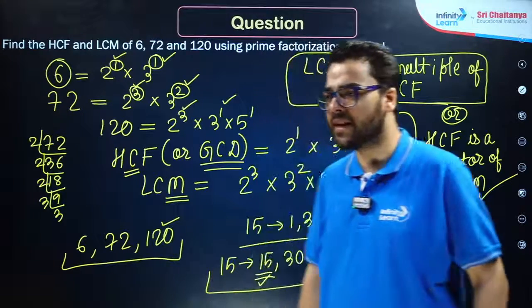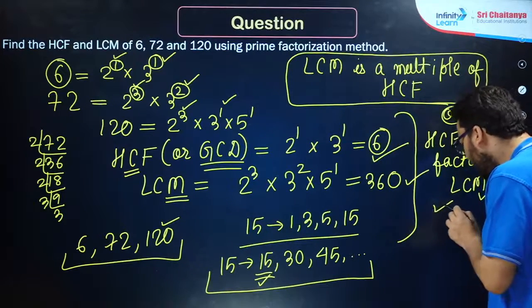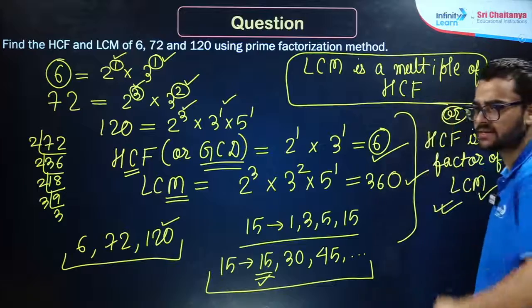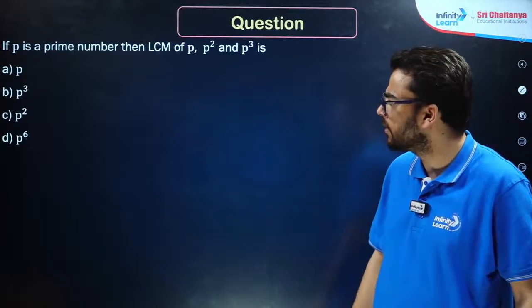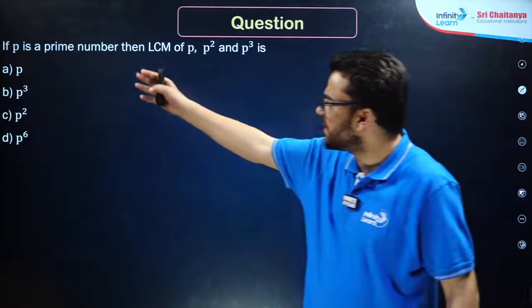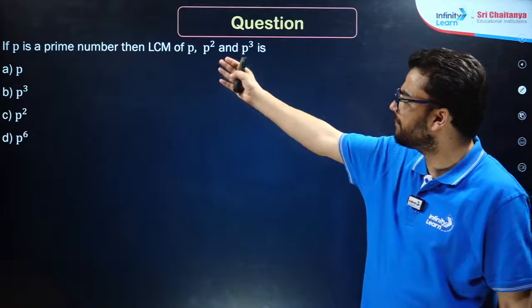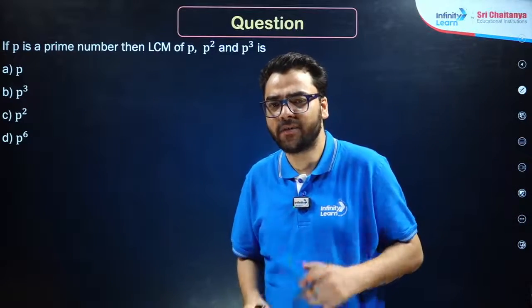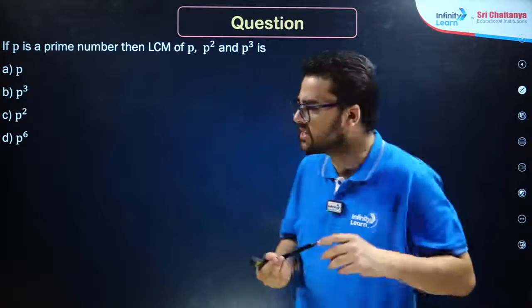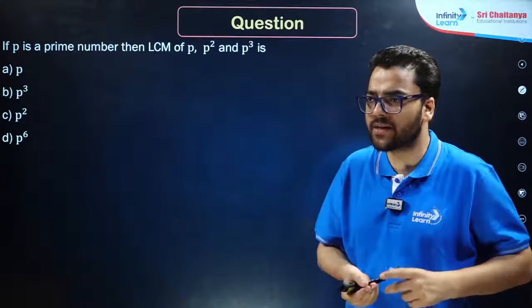Many a time they give MCQs, objective questions, on the basis of these concepts as well. Okay, let's move on. So do this one. If P is a prime number, then the LCM of P, P square and P cube will be what? Tell the answer quickly. If you understand the concept of LCM, you can see and tell the answer. What is the LCM there?